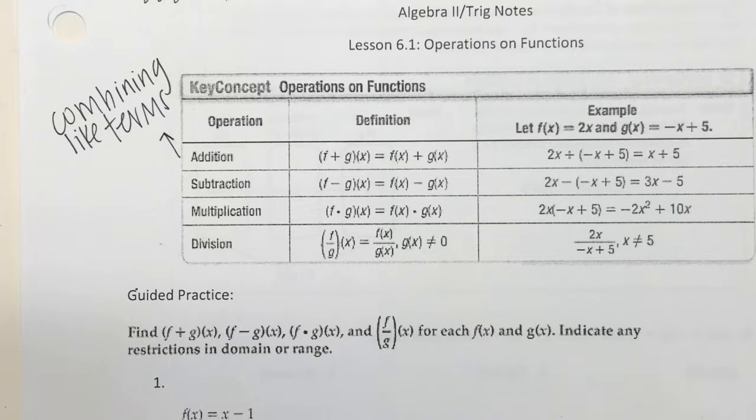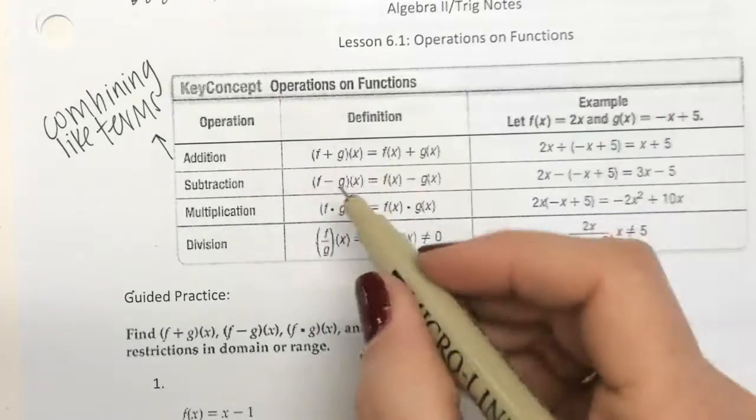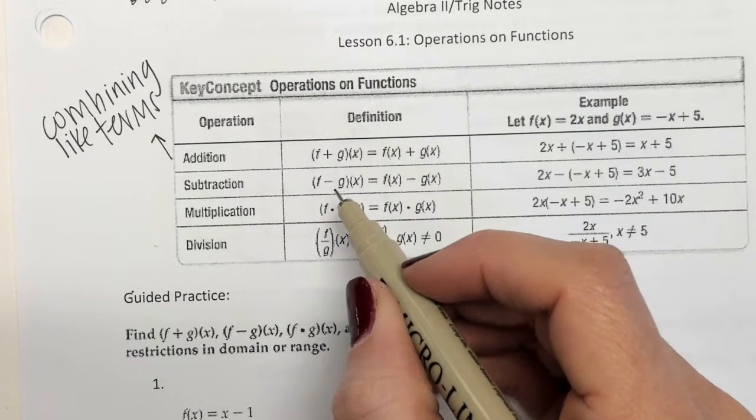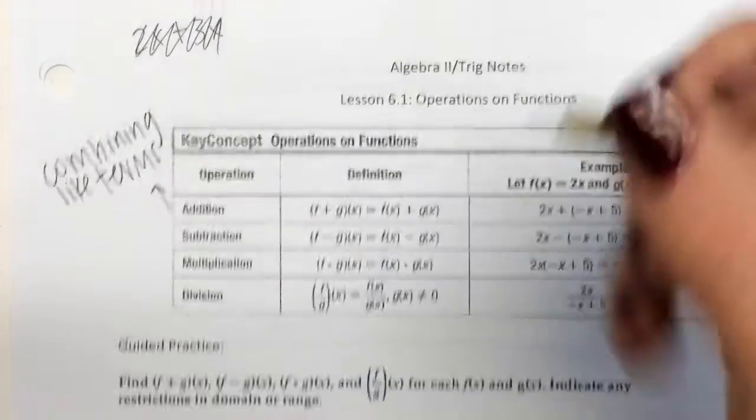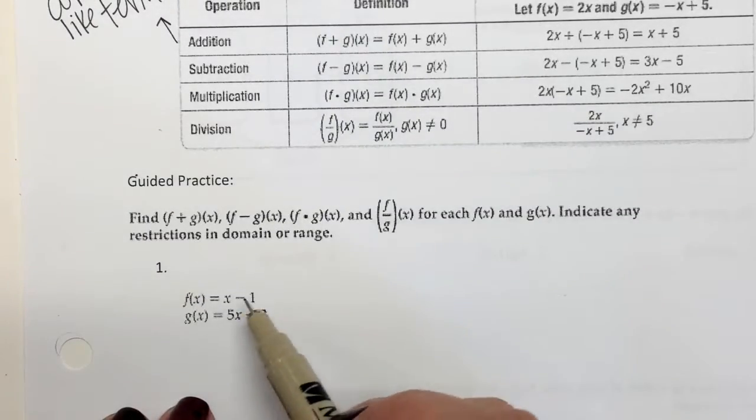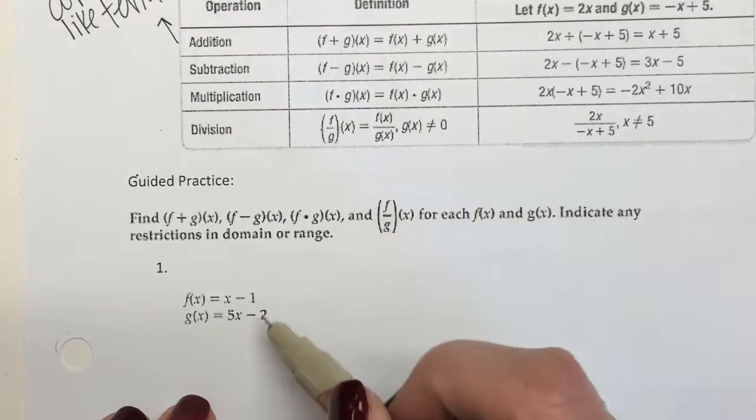Alright, subtraction is the same thing. You're combining like terms. The only difference is before you combine them, you have to change the signs of the second function. So like, you leave f the same. Say if we have this one, you leave x minus 1 the same. You just change all the signs before you combine them.